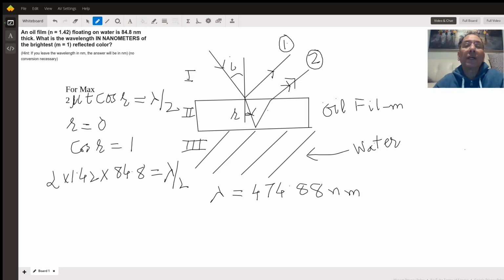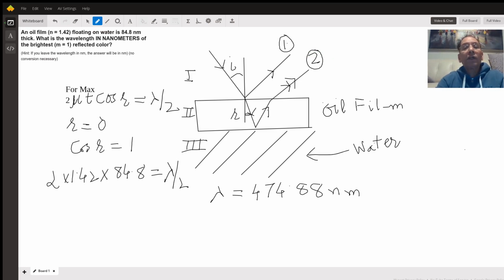So let's assume that there is a ray coming from here and is incident at angle i and gets reflected at the same angle i, and then another component of it enters the oil film, gets refracted at angle r, and then gets reflected again from the water surface, and then goes in this direction. And finally, ray number 2 comes here. So ray number 1 and 2 and all subsequent rays interfere, and this causes constructive or destructive interference.